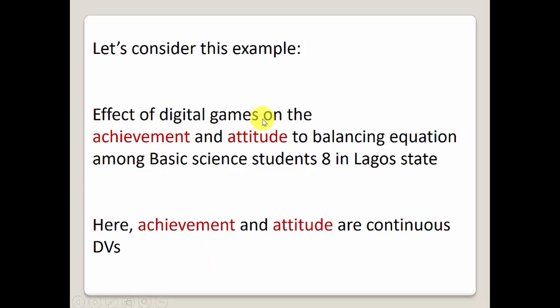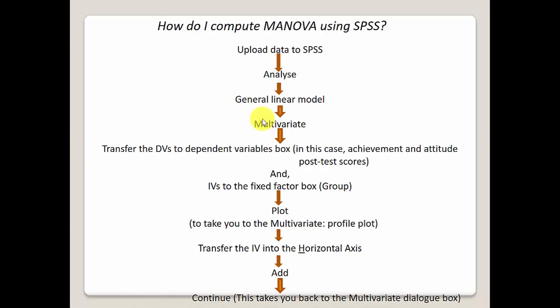Now, on slide 8, how do we compute MANOVA using SPSS? I have tried to tell us some of the steps that are involved. After you upload your data, you go on to analyze. On that analyze, click on general linear model. Then since you're talking about multivariate, it is not ANOVA, neither is it MANCOVA. So we are talking about MANOVA, so you click on multivariate.